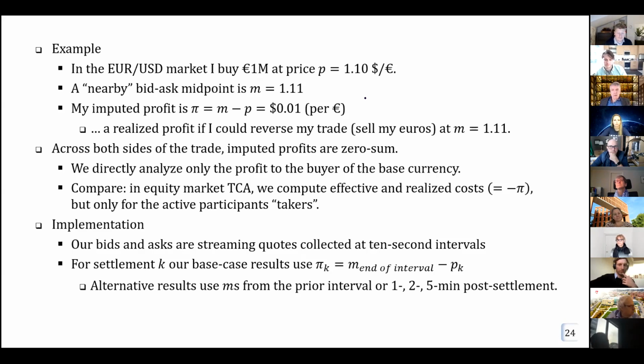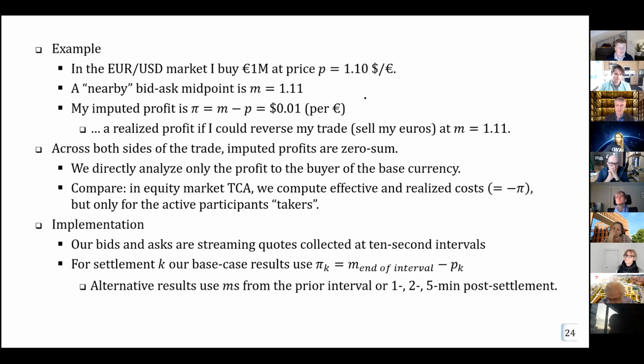So as an example, if I buy a euro at $1.10 and my proximate midpoint is 1.11, I have an imputed profit of a penny per euro. Of course, across both sides of this exchange, these imputed profits are going to sum to zero. So we're only going to look at the profit to the buyer of the base currency. Also, in equity market transaction cost analysis, we make a distinction between maker and taker, and then we compute effective and realized costs for the takers. We don't observe that here. We don't know who's the maker and who's the taker. So instead, we're looking at the buyer of the base currency.